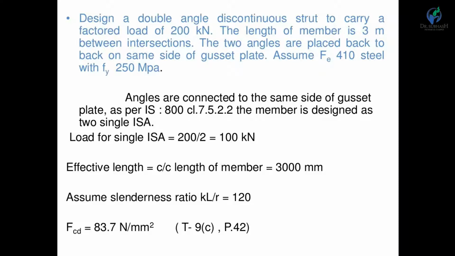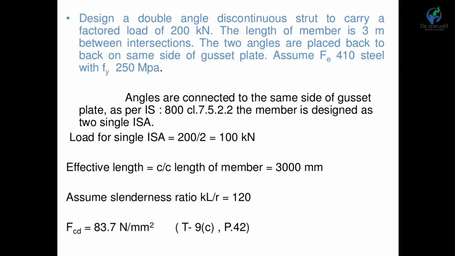So assume the slenderness ratio for the trial section. If you design a single ISA, it should be 120. If you design a double ISA, it should be 100. So please note down these two values of slenderness ratio. If you have to design a single ISA, you take 120. If you have to design a double ISA, you take 100. According to the slenderness ratio, we can use table number 9C.